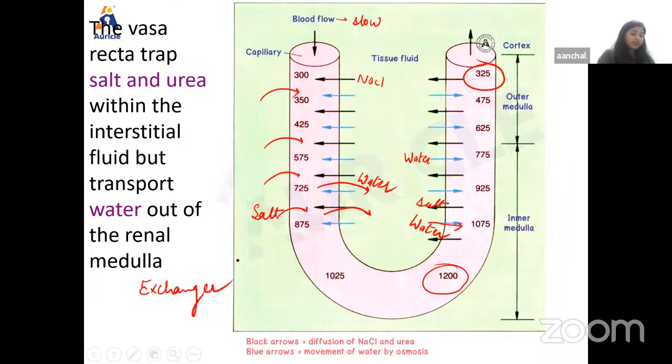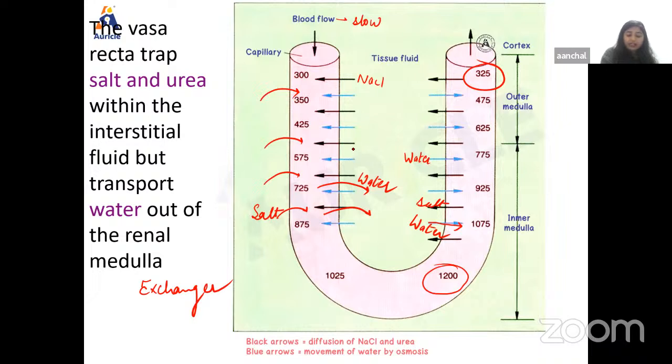Now again, I'm going to repeat the events going on in this vasa recta. As we have seen, sodium chloride is reabsorbed from the ascending limb of the vasa recta, and it enters the descending limb of the vasa recta, and simultaneously water diffuses from the descending limb of the vasa recta into the medullary interstitium. Also, we have discussed that the blood flow is very slow in this vasa recta. So a large quantity of sodium chloride gets accumulated in this descending segment of the vasa recta, and flows slowly towards the ascending limb.